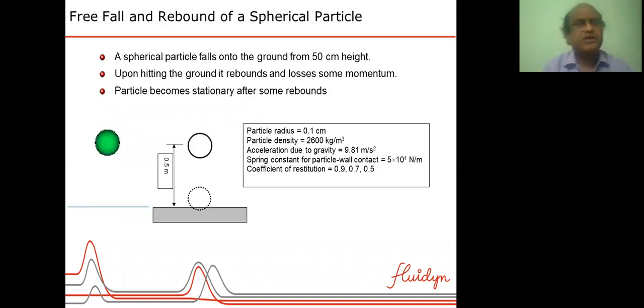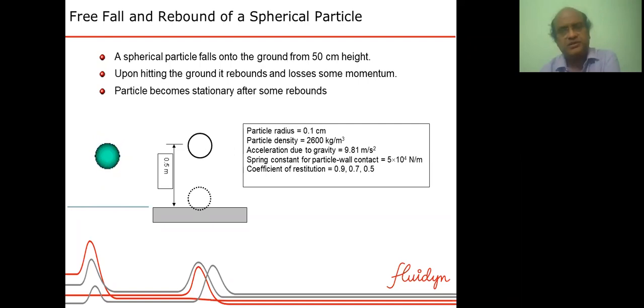I'll show one example. Here it's a very simple problem of spherical particles falling into the ground from a certain height. You can see that it falls, and then it hits. You can see that it slightly overlaps with the ground. It is zoomed out here, and that depends on the spring constant. Then it goes back. We can see that it doesn't go back to the original height.